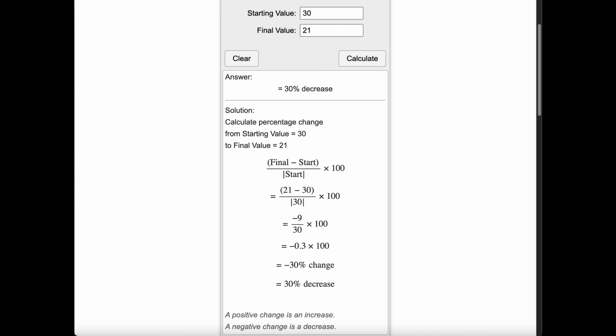Since 30 is the starting value and 21 is the final value, the formula is rewritten as 21 minus 30 divided by the absolute value of 30 times 100. For the first step, we subtract 21 minus 30, which is negative 9, over the absolute value of 30, which is 30, times 100. Next, negative 9 divided by 30 is negative 0.3 times 100. Lastly, negative 0.3 times 100 is negative 30, so our percentage decrease is 30%.